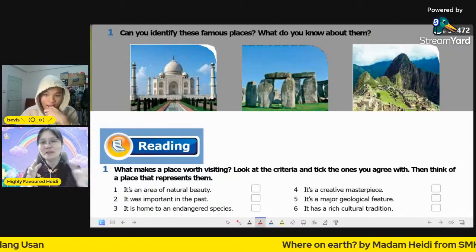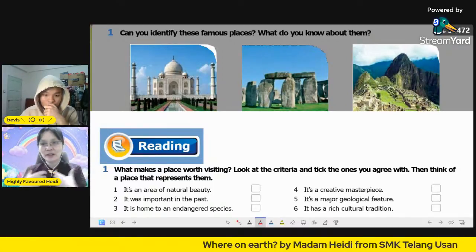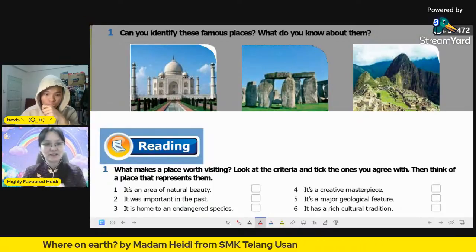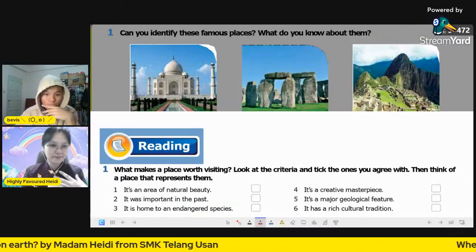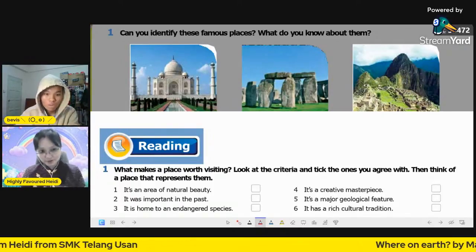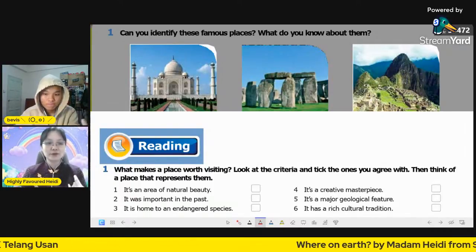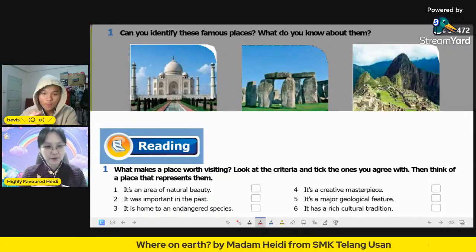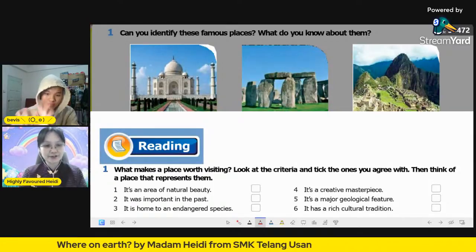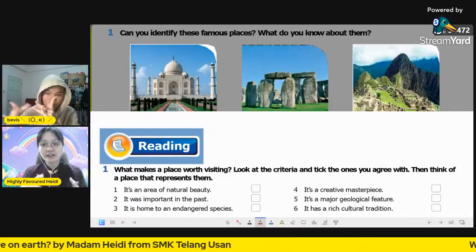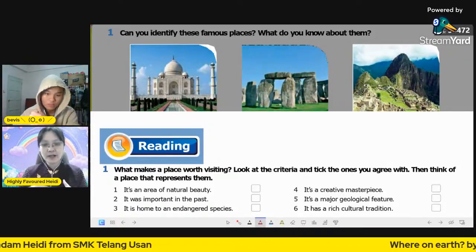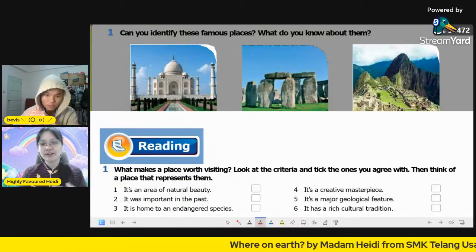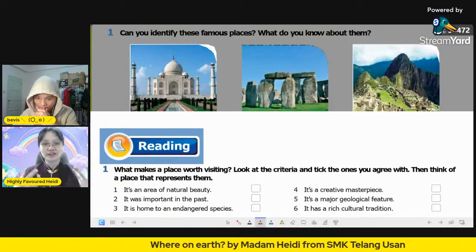Maybe normally it will be some places that you have visited that you can identify with. Okay, that makes it worth visiting. Is it A? It's an area of natural beauty. Then number two, it was important in the past. Number three, it is home to an endangered species. Then four, it's a creative masterpiece. Five, it is a major geological feature. Six, it has a rich cultural tradition.